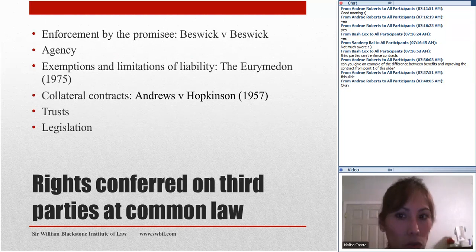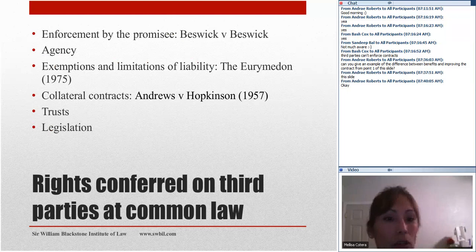Now we are going to talk about the rights conferred on third parties at common law. Okay? Like I mentioned before, the Act didn't abolish the doctrine of privity. The Act preserved any rights the third party would have at common law. Here we are going to see the different methods created in a number of cases for the purpose of avoiding the doctrine of privity of contract.